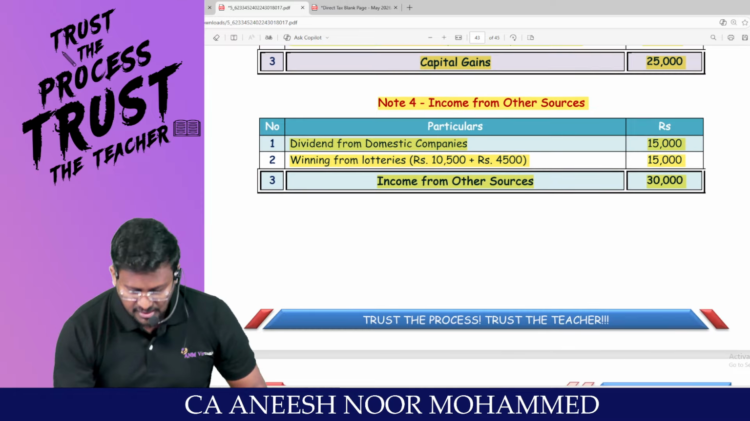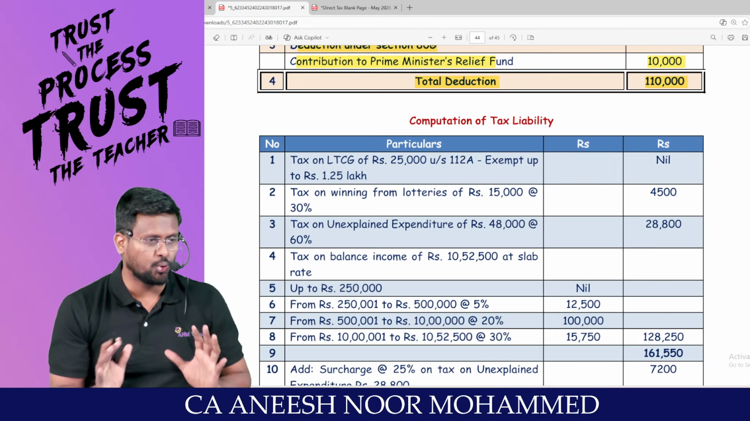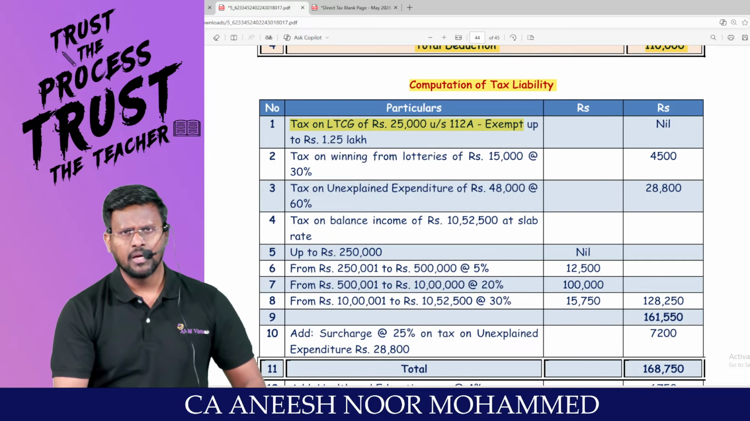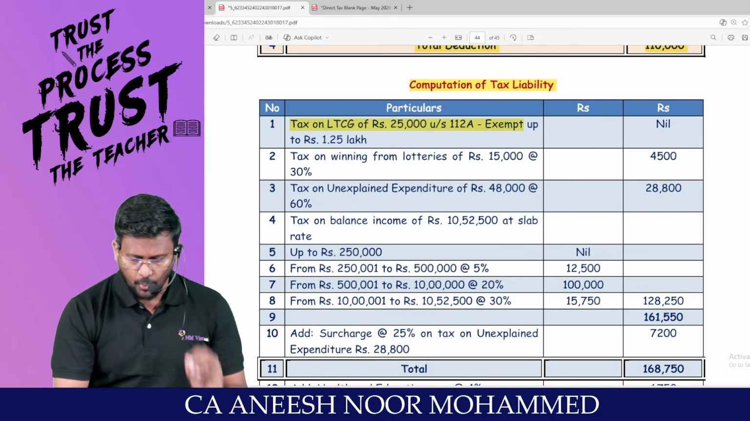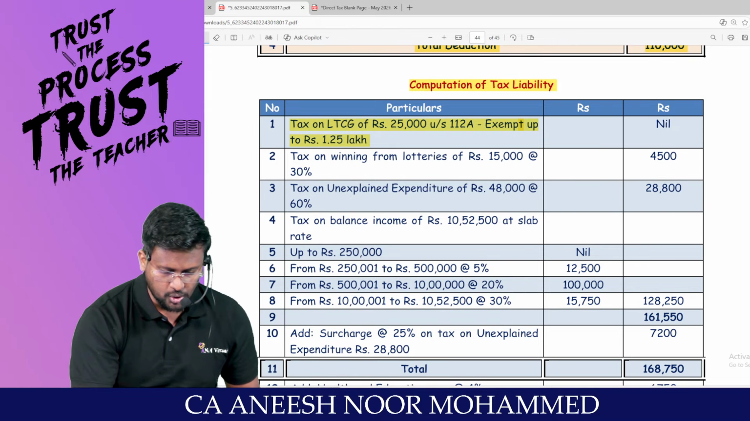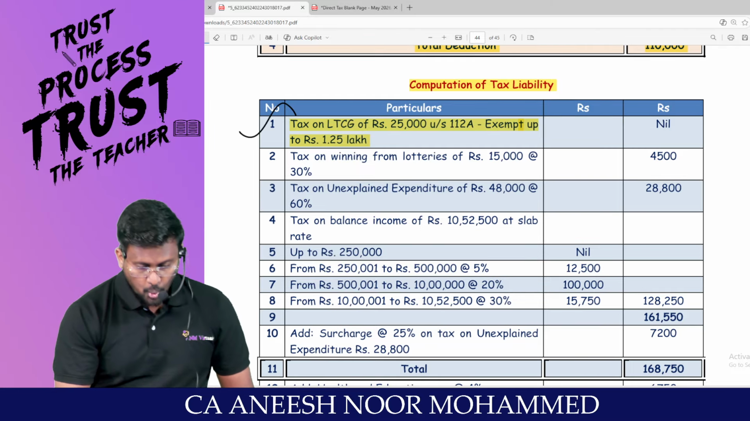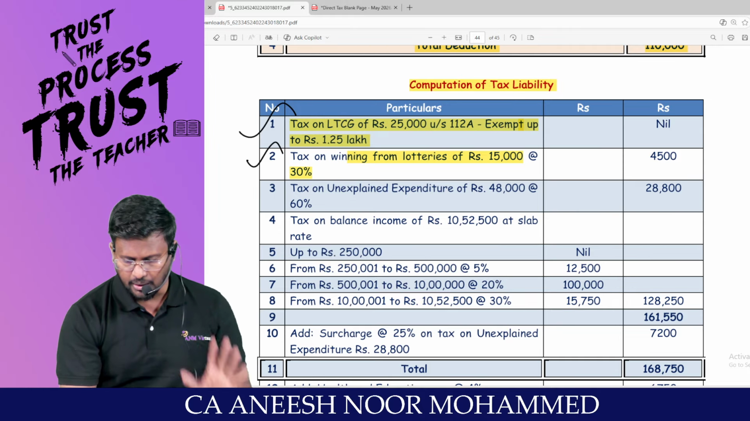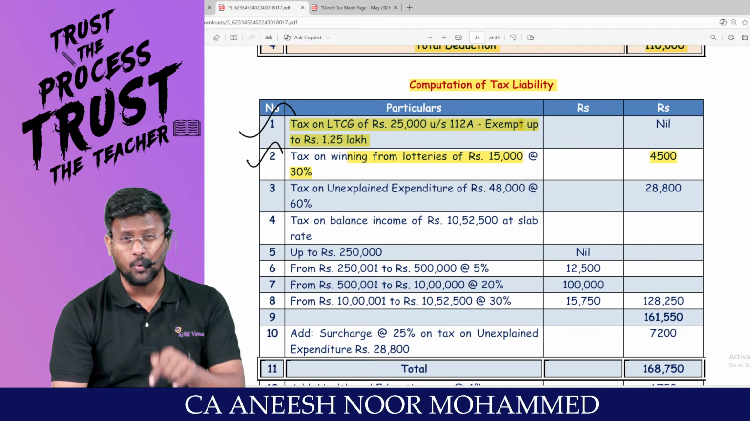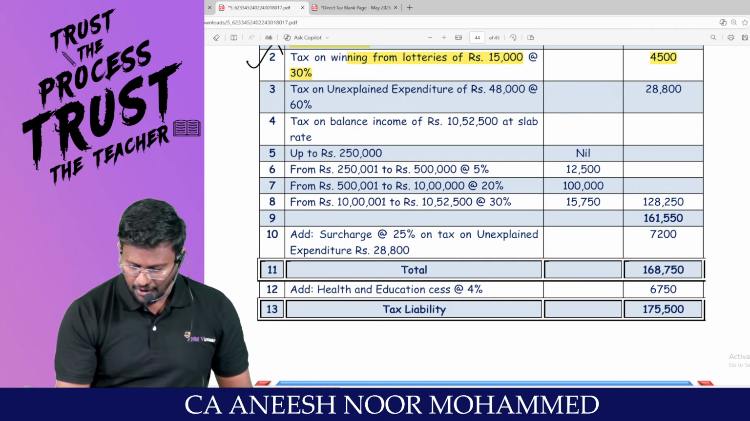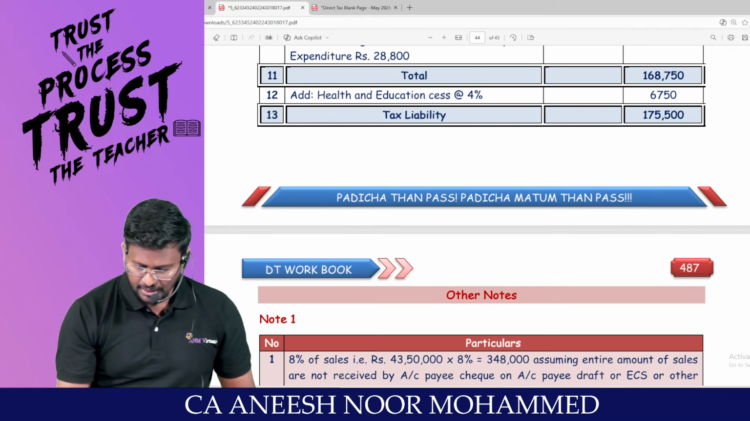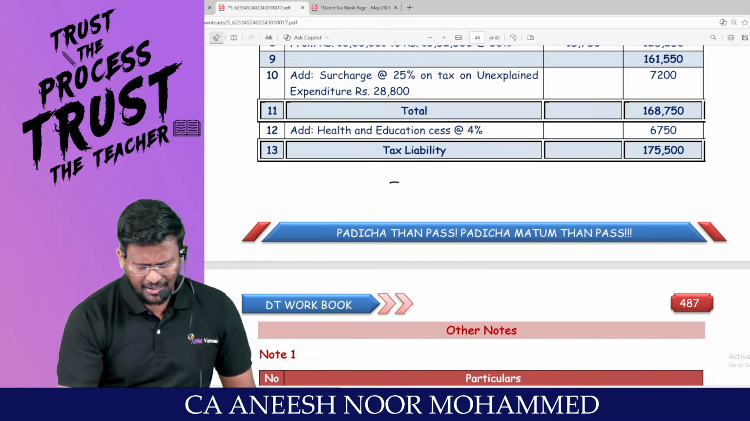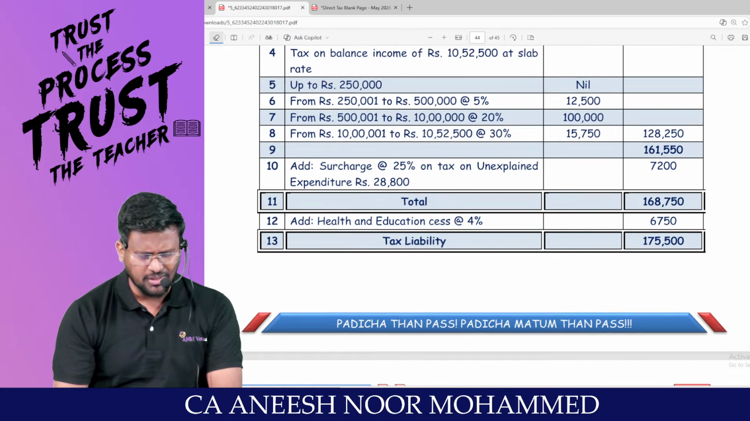The real game starts here in computing the tax payable. That's the beauty of the question. Computation of the tax payable. On long-term capital gain, since it is only 25,000, under 112A it is exempt up to 1,25,000. So fully exempted. Am I right? Winning from lottery, 30% is the tax rate. So 15,000 into 30% is what? 4,500. This amount only they have deducted as TDS. Tax payable, you can reduce the TDS if you want the net tax liability. This we have calculated is the gross tax liability, nothing else.